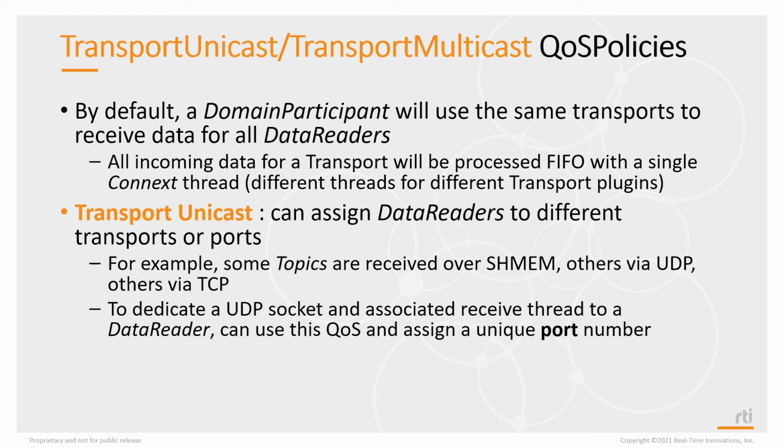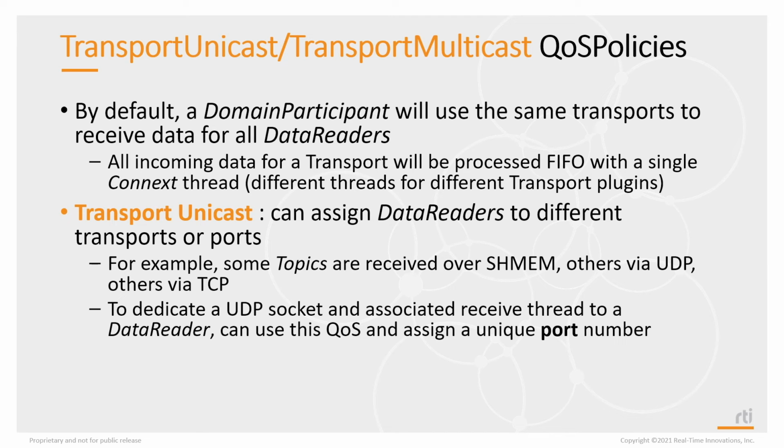Now, on the other hand, if you want to, you can say, no, for this data reader, I want the data to be received in a different mailbox. Different mailboxes, or different sockets, are actually processed by different threads. All the data coming into a socket will be processed in first in, first out order with a single thread. So if you want a data reader to be processed by its own thread, then you're going to have to use the transport unicast or transport multicast QoS policy, depending on how you want the data to be sent, to set a non-default value. By setting a non-default value, we'll create a socket specifically for that value.